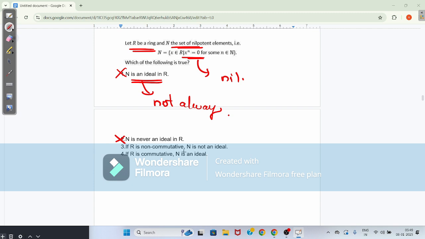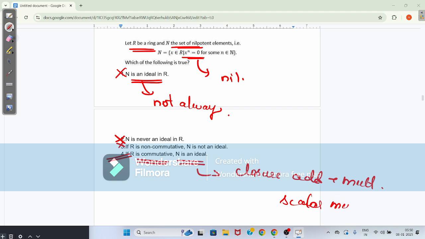If R is non-commutative, n is not an ideal. But if R satisfies the commutative property, then n will be an ideal. It satisfies the condition of closure under addition and multiplication and scalar multiplication, these conditions it will satisfy here. So this is the correct option here.